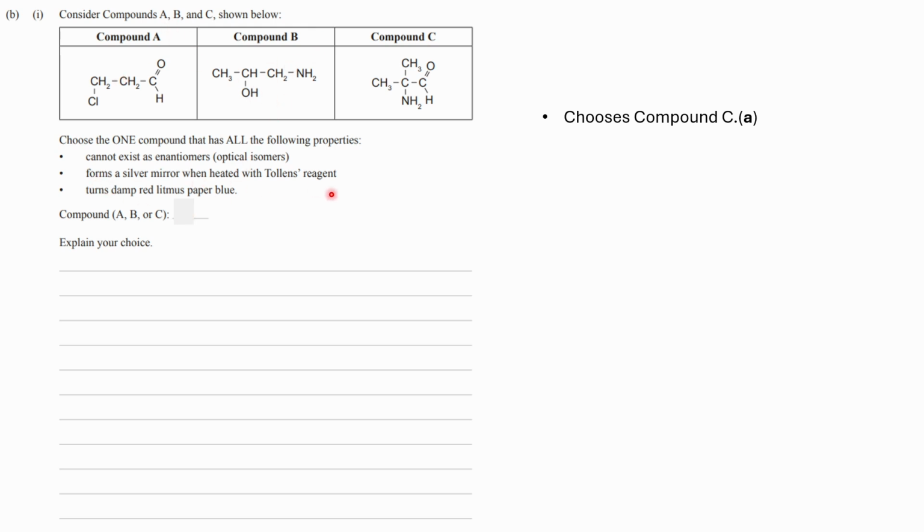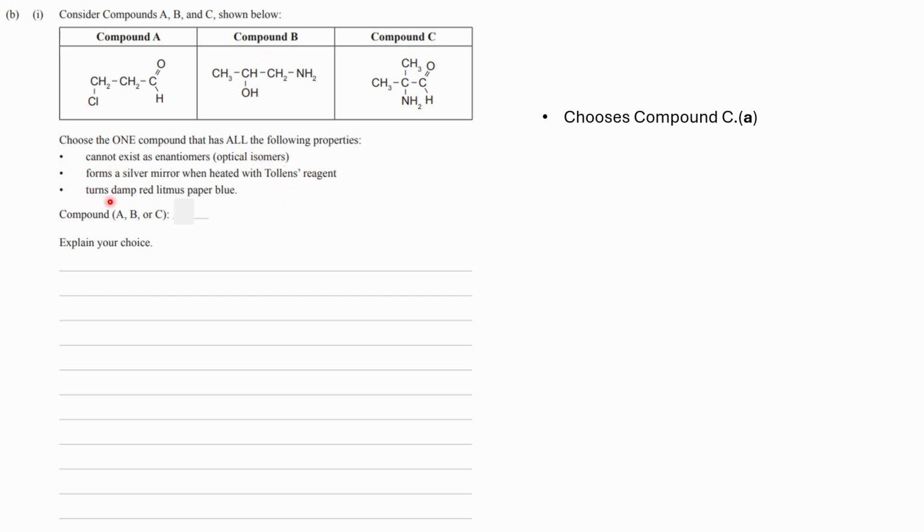Forms a silver mirror. It must be an aldehyde. So the only one that doesn't have an enantiomer and is an aldehyde is compound C, because remember, compound A and compound C are the ones that don't have enantiomers, but they're also aldehydes. So it's still, sorry, compound B, you're still out of here. The second part didn't help narrow it down for us.